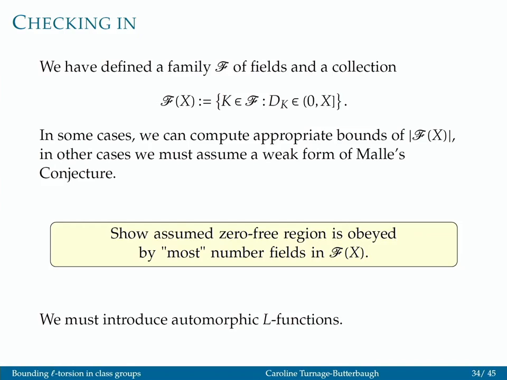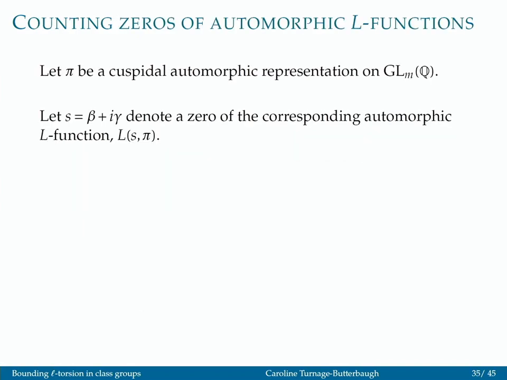And so, back to what we were really trying to do, we want to show that the zero-free region is obeyed by most of the L-functions in our family. And to do that, we have to introduce automorphic L-functions. So let pi be a cuspidal automorphic representation on GL_m. I already used rho to talk about Galois representations, so I'm going to be very off script and use an s to denote a zero of these L-functions instead of a rho, which is more common. But let's let beta plus i gamma denote a zero of the corresponding automorphic L-function L(s, pi).